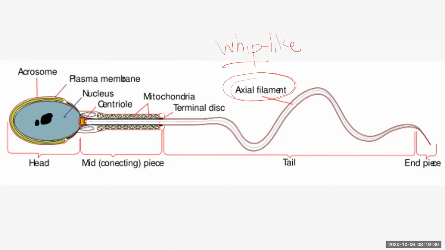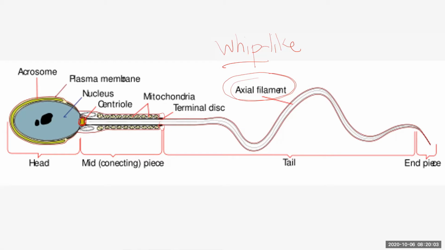The filament moves in a whip-like motion. Then the tail should be long, and the head should be oval in shape. There are millions of sperm cells produced by the male. Once males reach puberty, they can actually produce up to 15 million to 30 million sperm cells.